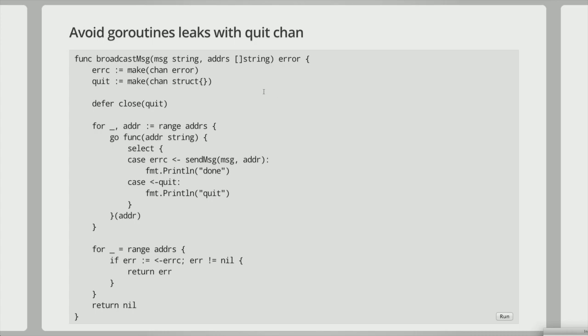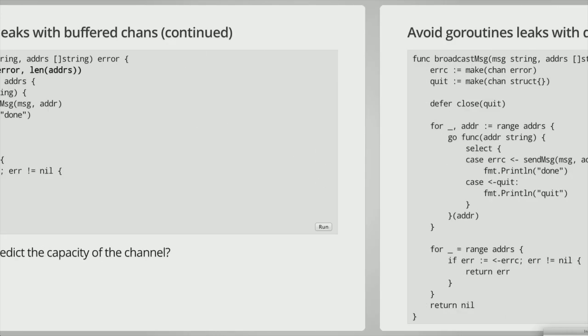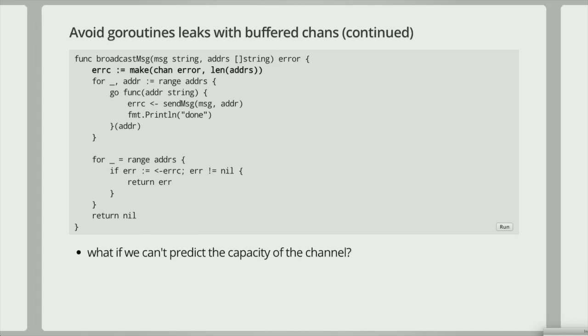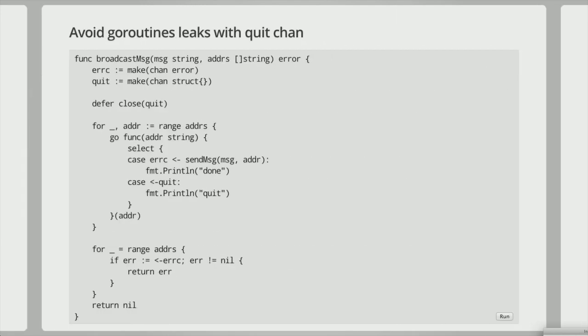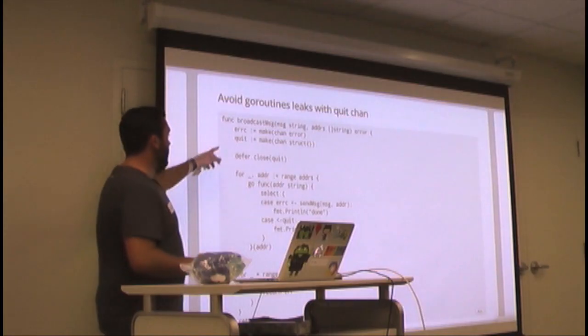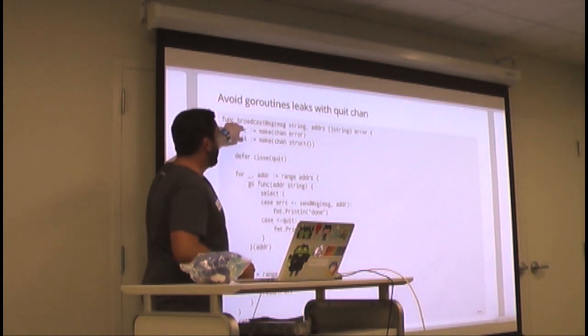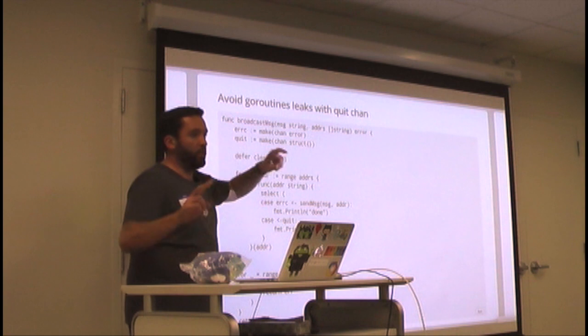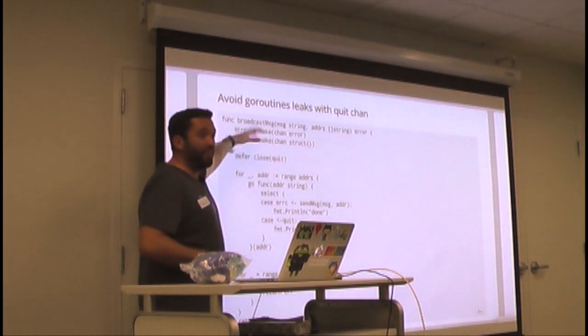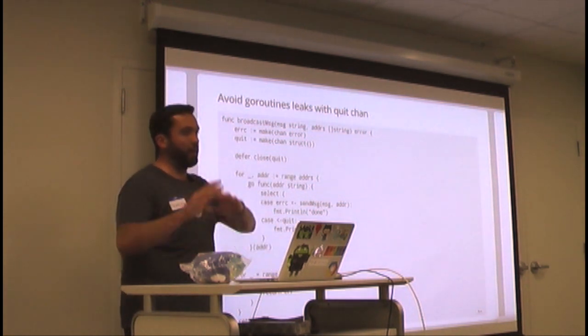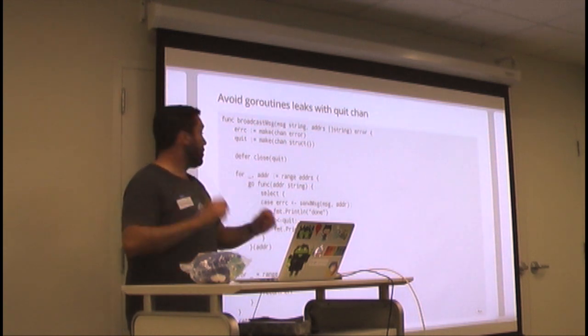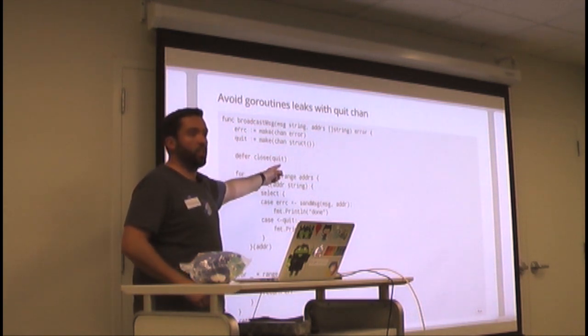So there's also a different way, which is when you don't know how many addresses there are. In this case, we know, but imagine that you don't know how many values you could actually send into the error channel. What you can do is something similar to what we had before, which is using a quit channel. Before we start, we create the error channel and the quit channel. And we say, at the end of this function, whatever happens, and I don't care about the way I exit this function, call this, close that channel, the quit channel.